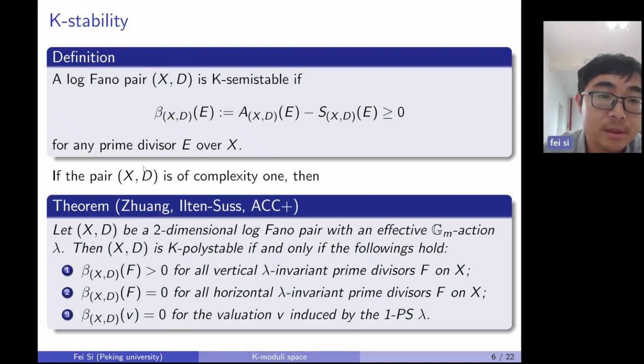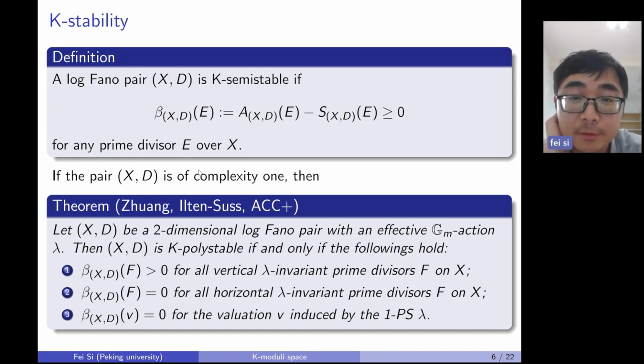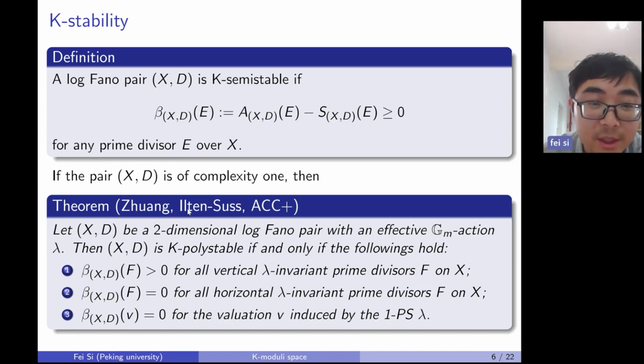If this log Fano pair is of so-called complexity one, then there is a much more effective criterion to detect its K-stability. This is due to the work of Zhuang, Süß and many authors in their work on the Calabi problem for Fano threefolds. In this talk, we focus on the surface case, so I just state this theorem in dimension 2. This theorem holds in the general case.